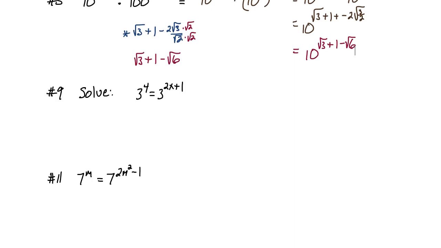For question number 9, we're asked to solve an equation. Both the left side and right side have the same base. Therefore, the exponents must be equal. That allows us to write this very simple looking equation. Now let's solve it for x. Subtract 1 from both sides, then divide by 2 on both sides. There's the answer for x.